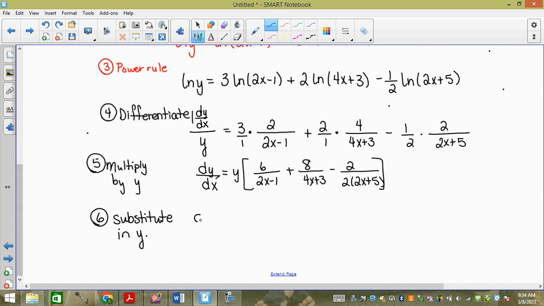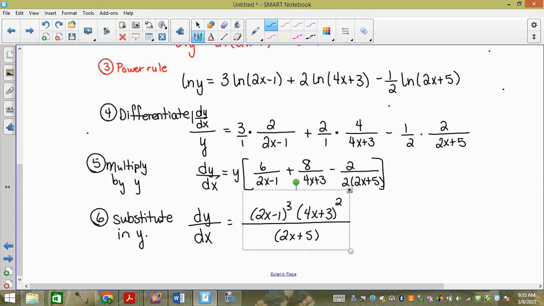So I'm going to go dy over dx, and then I'm going to put an ugly fraction in front. The ugly fraction that was in front was 2x minus 1 cubed, 4x plus 3 squared, and then 2x plus 5 to the half. And then I just rewrite this big box fraction beside, and they don't make you do common denominators or anything, which is nice.